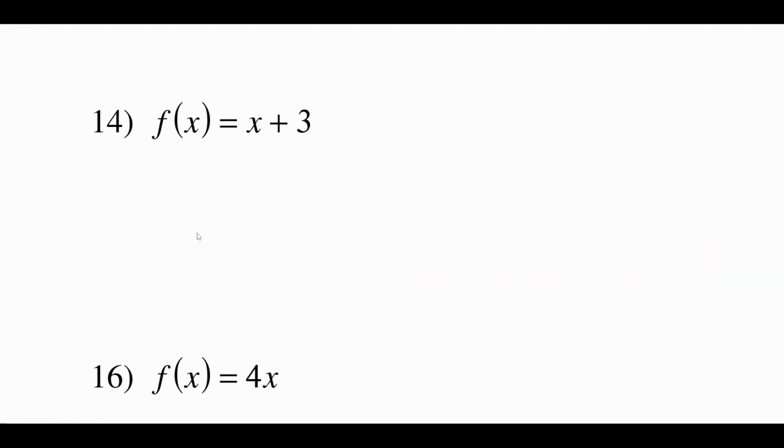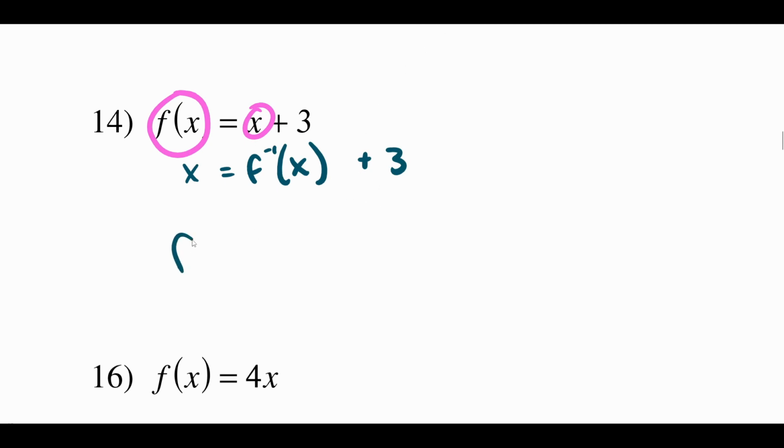14 seems pretty straightforward. What do we do? We switch our x and y. But in this case, since it is quite a simple problem, I'm just going to keep this in function notation. So I'm going to say that x equals the inverse of f of x plus 3. So you can see that I just switched x and this function, but when I switched it, I made sure to note that it's now the inverse function. That's what it represents. And you can see that all I need to do is subtract 3 from both sides to get that the inverse of f of x equals x minus 3.